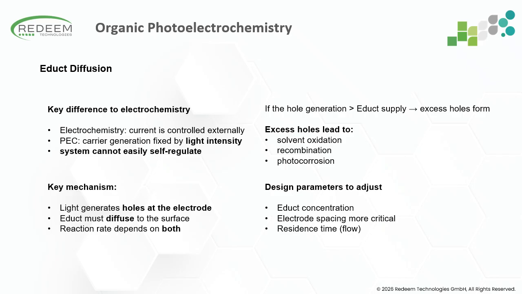In conventional electrochemistry, the applied current determines how fast the reaction proceeds. So if mass transport becomes limiting, the current can simply be reduced. In PEC, however, charge carriers are generated by light, so every absorbed photon creates a hole at the photoelectrode, while the reactant first has to diffuse from the bulk electrolyte to the surface. If substrate diffusion cannot keep up with the hole generation, excess holes accumulate at the electrode, and these holes no longer contribute to the desired reaction, but instead they promote solvent oxidation, recombination, or even photocorrosion of the photoelectrode.